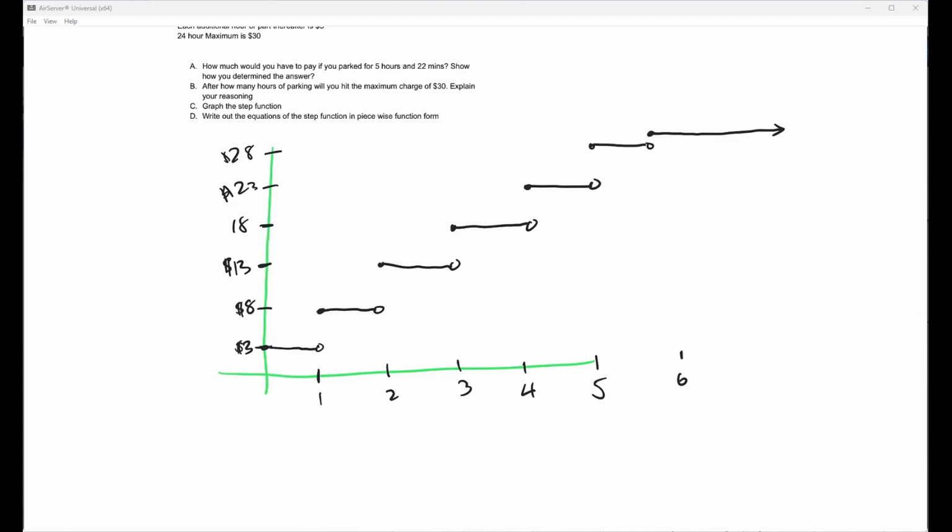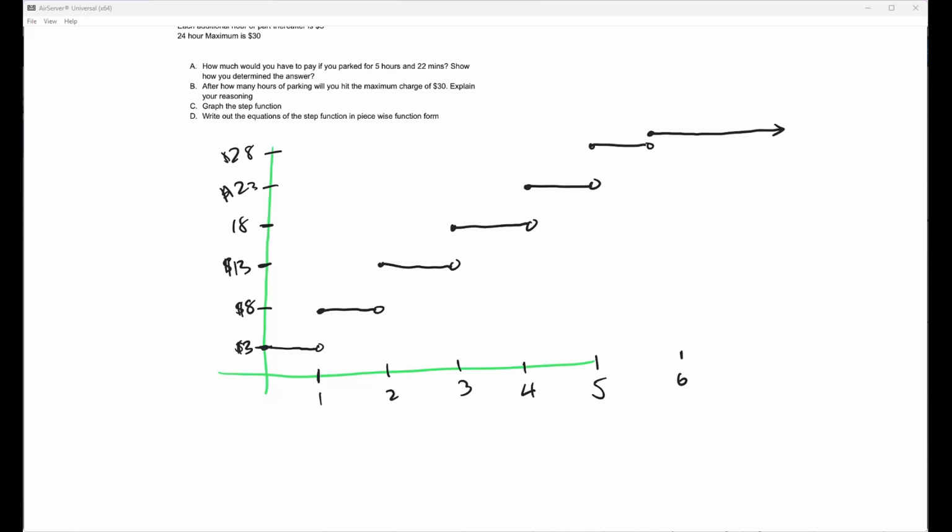And that's why the step function is key here, because anywhere between 0 and 1 hour, you are paying the $3. Anywhere between 1 and 2, you are paying the $8 here. Okay, that makes sense? All right.